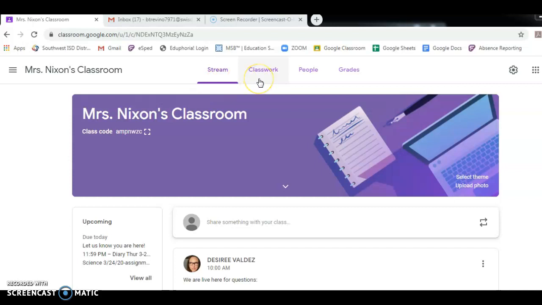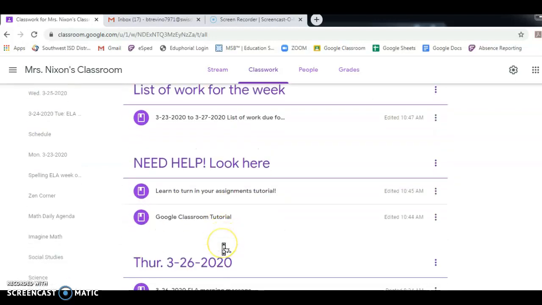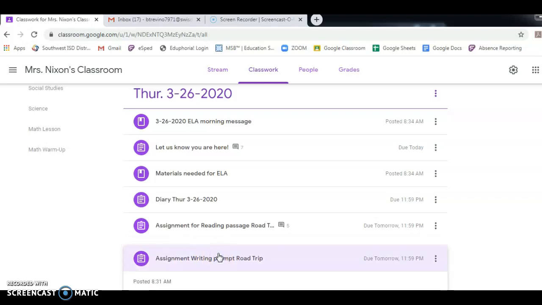I wanted to go over some resources that can help you with your writing today. So I'm in, for example, Ms. Nixon's classroom. We're going to classwork. Let's look at the assignment you have today. So today's Thursday, March 26th. You have a writing assignment, a writing prompt for Road Trip.